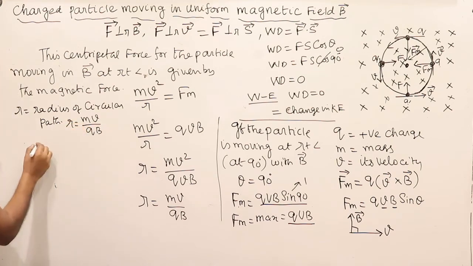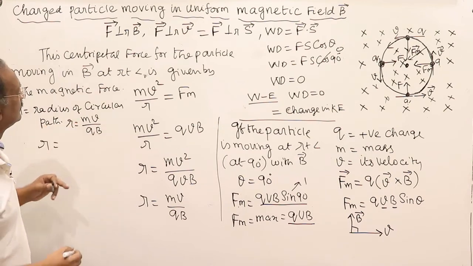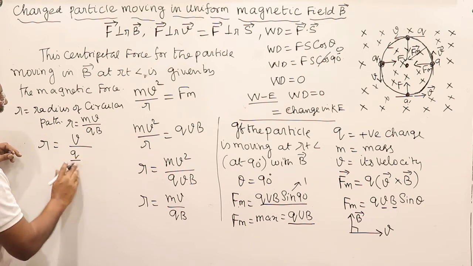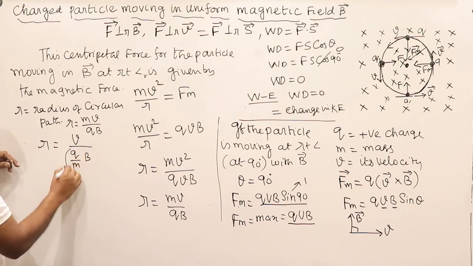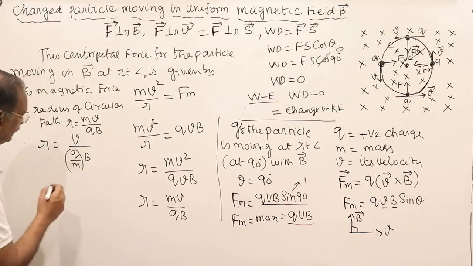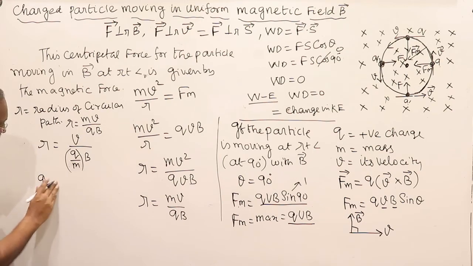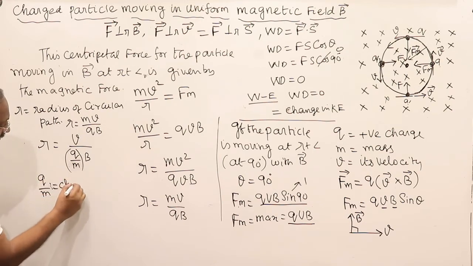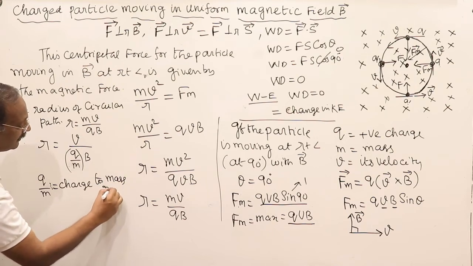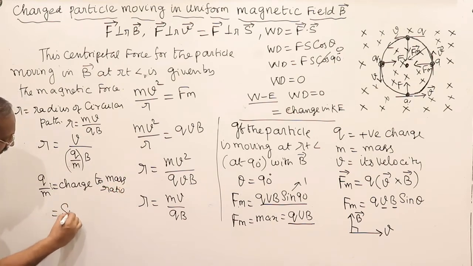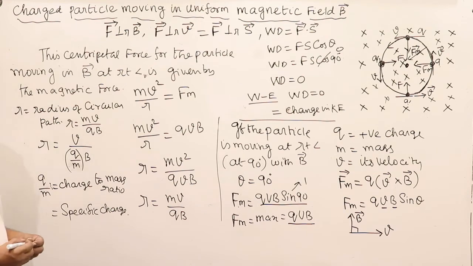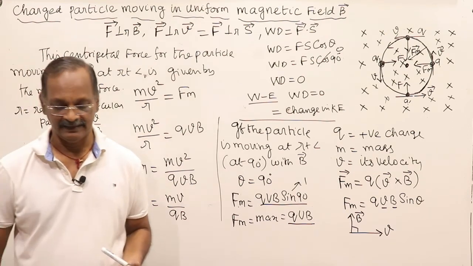r can be written as v divided by q by m into B. Here q by m, what we call the q by m, is the charge to mass ratio, or we can call it the specific charge. So now we have found the radius of this one.